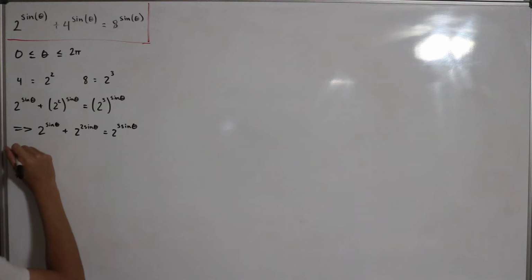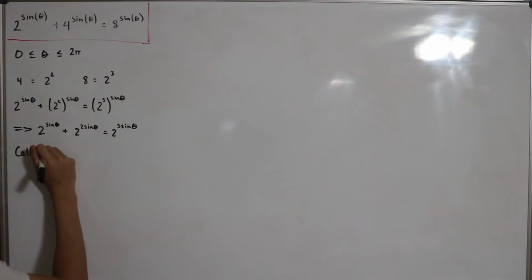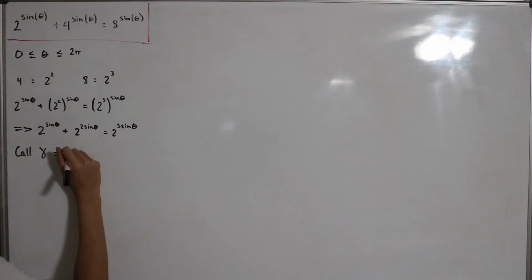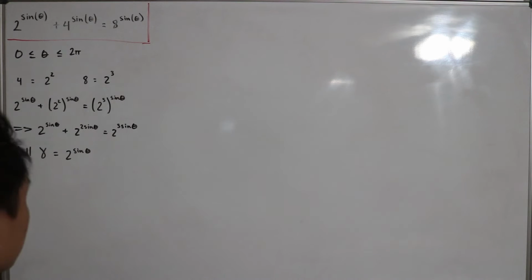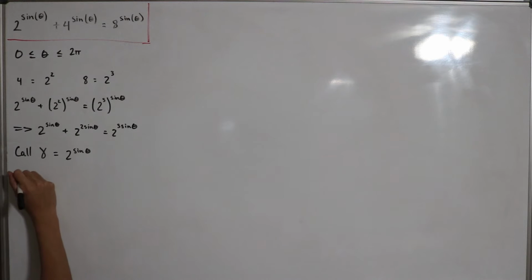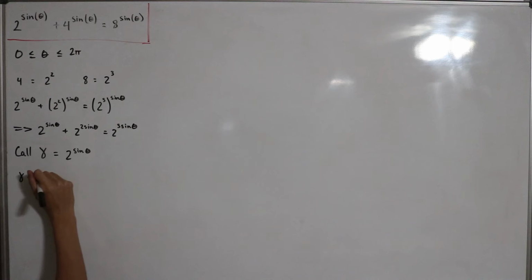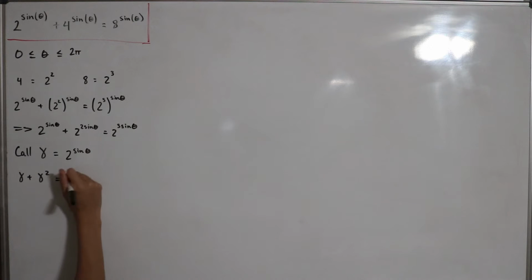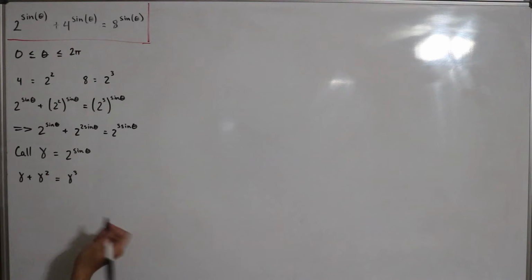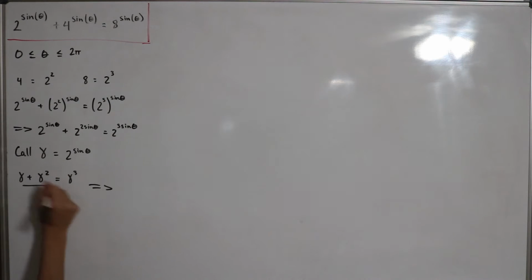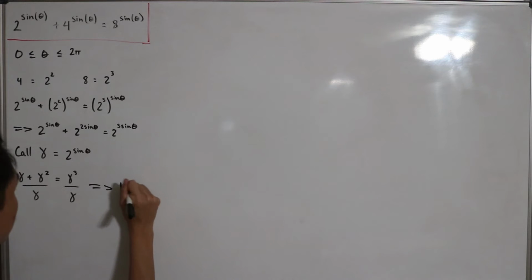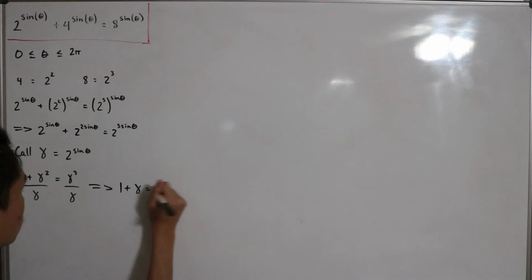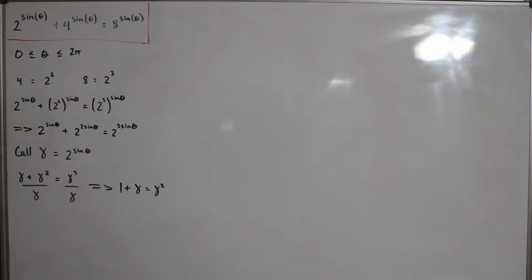How about I define a variable. I'll call this lowercase gamma, and let gamma equal 2 to the sine theta. Then everything will be in terms of gamma, so I'll have gamma plus gamma squared equals gamma cubed. What I can do from here is divide everything by gamma, and then we'll have 1 plus gamma equals gamma squared. And this is actually very interesting.